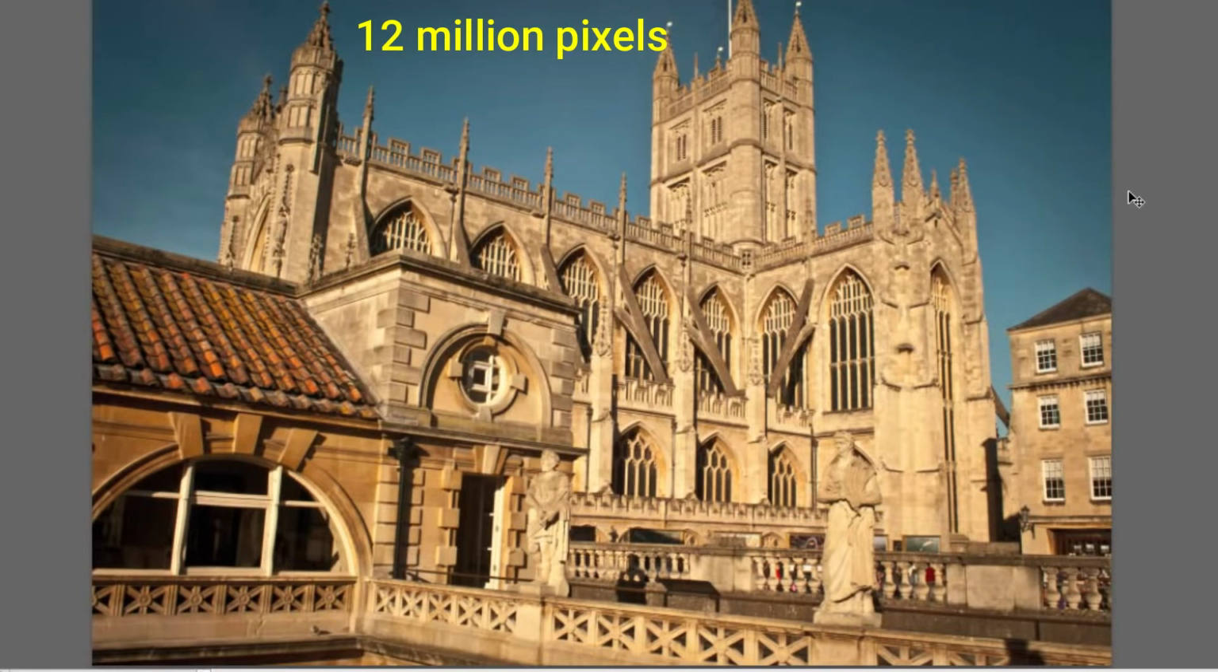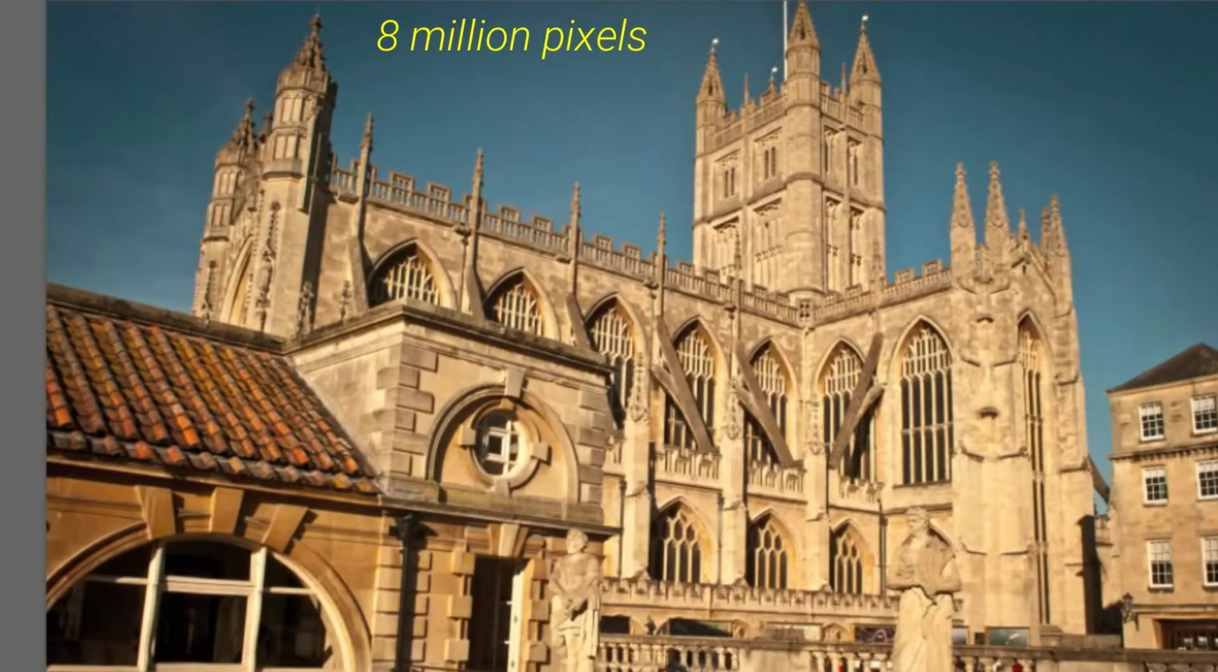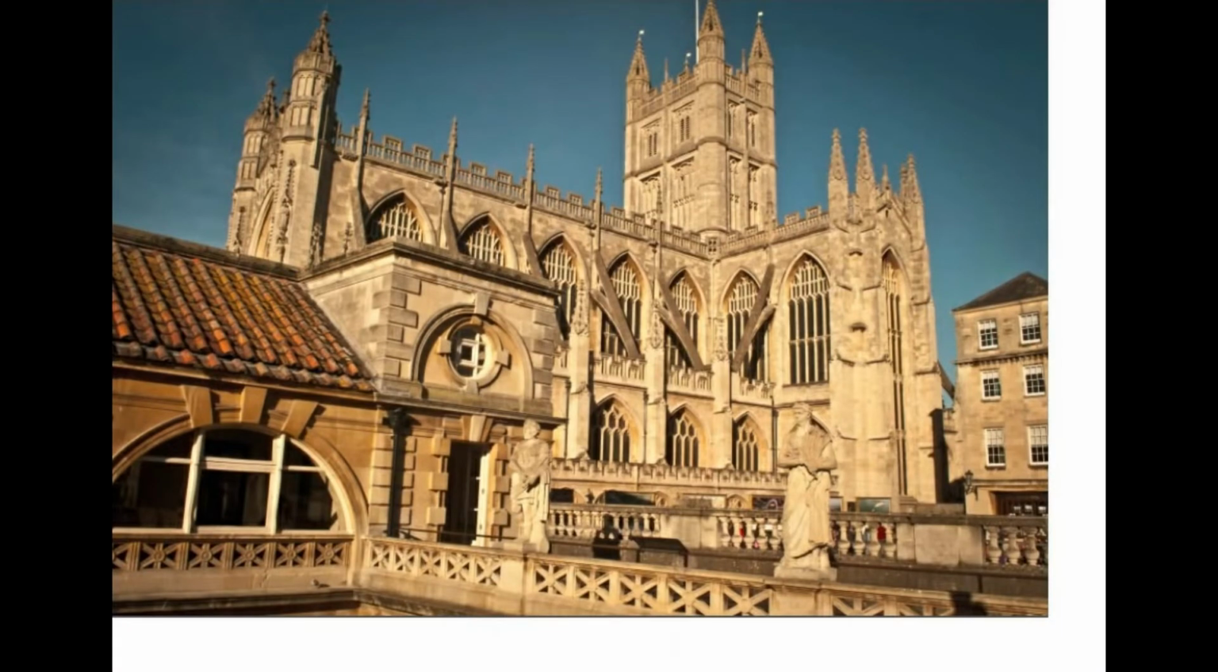And if we say a 12 megapixel camera, it means this camera can capture an image having 12 million pixels. Similarly, an 8 megapixel camera can capture 8 million pixels in an image. And these pixels are arranged from left to right and top to bottom.